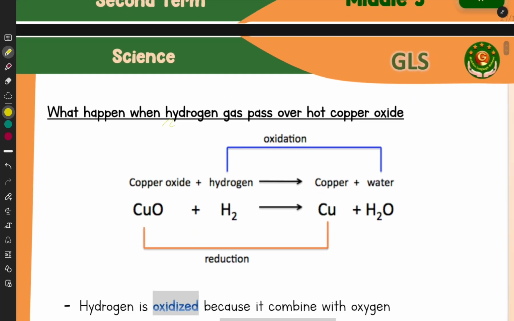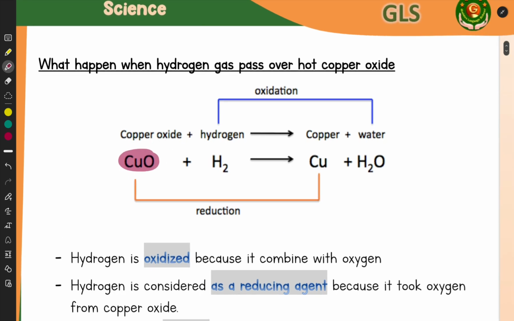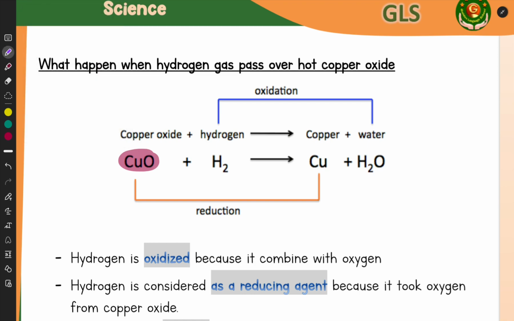What happens when hydrogen gas passes over hot copper oxide? Like the copper oxide here, what's the color of it? Black, excellent. The color of copper oxide is black. We studied it before. The copper oxide CuO, if we add some hydrogen to it, the product will be Cu plus H2O. This is great. But let's figure out which one of them is the oxidation and which one is the reduction process.